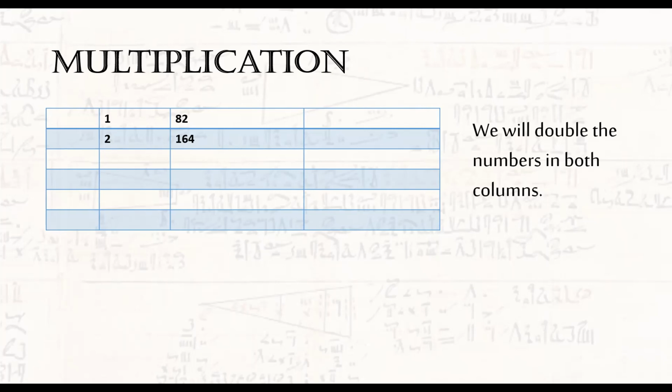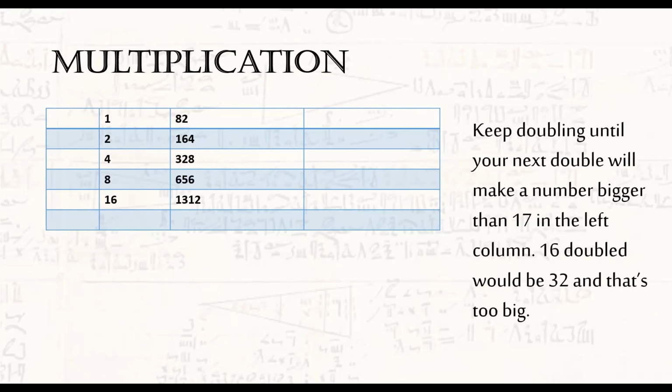1312. 16 and 1312. Okay, now if we were to go one more step, that would be 32, but 32 is bigger than 17. 17 is our other multiplicand, our smaller multiplicand. So we're not going to go past 16 because we don't need to.